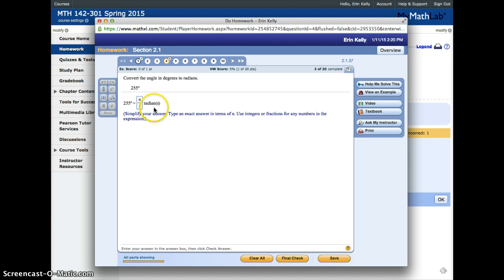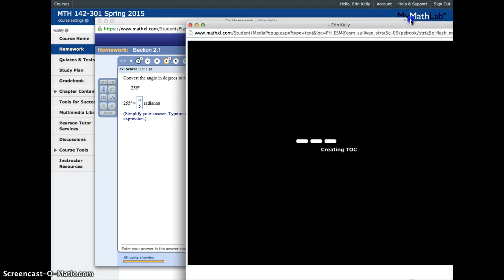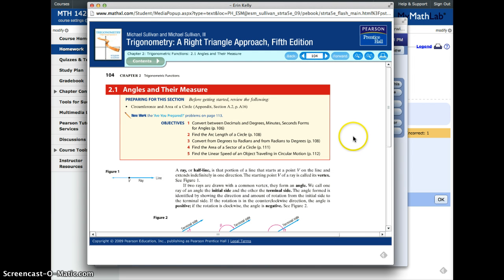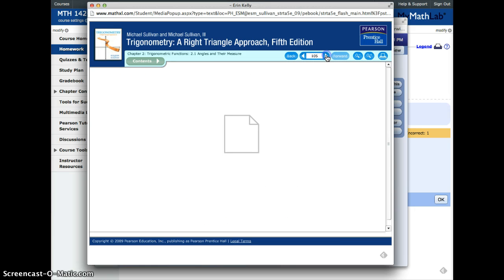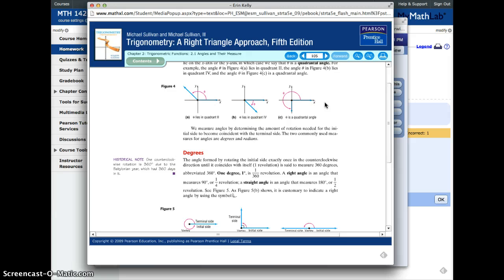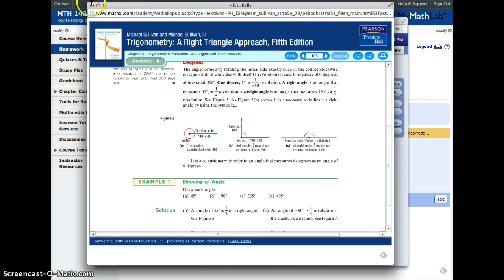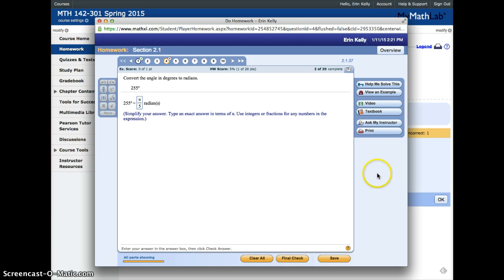So if I'm stuck on a problem, there are lots of tools to help you solve it on the right-hand side. You can view an example, you can watch a video. Not every problem has a video, but a lot of them do. You can also view the corresponding area in the textbook. So with your MyMathLab access, you have a full copy of the digital edition of the textbook. This opens up section 2.1, and then you can read through section 2.1 and find the appropriate page with the type of problem that you're working on. So you can go straight into the textbook from the problem.